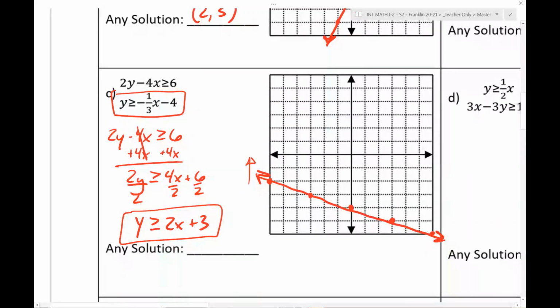Now the next line, y is greater than or equal to 2x plus 3. Same symbol, greater than or equal to, but the slope is 2. So we start at 3 and then up 2 over 1, or down 2, left 1. And it is also a solid line because it has the equal to bar on that symbol. And it is also shaded above.